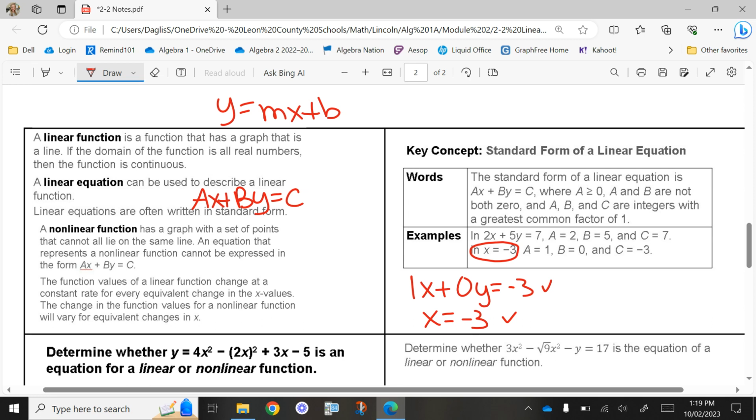To check, that's good. That's okay. But if it was x squared equals 9, bad. Can't do it.